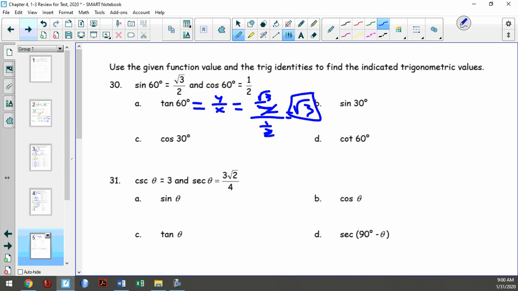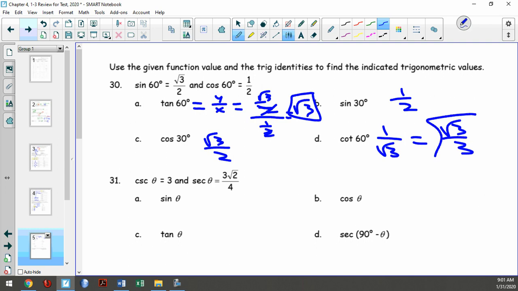Easy peasy. Do I need the sine of 30? Do I need to know any of that information to give you the sine of 30? What's the sine of 30? It is 1/2. What is the cosine of 30? Square root of 3 over 2, you already know that. And what is the cotangent of 60? The cotangent of 60 is the reciprocal of the tangent of 60. So that's going to be 1 over the square root of 3. So that's the square root of 3 over 3. Right? How important is that unit circle, folks? That unit circle is crucial, isn't it?